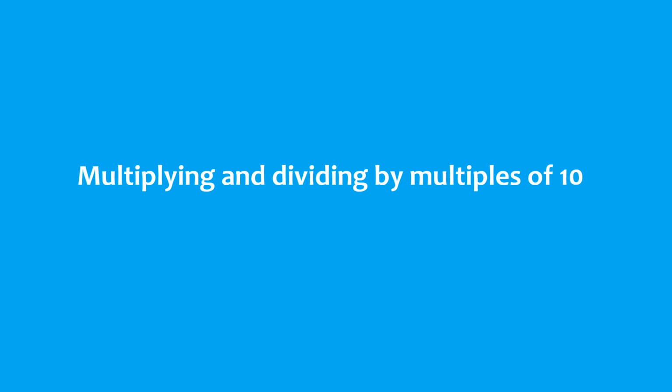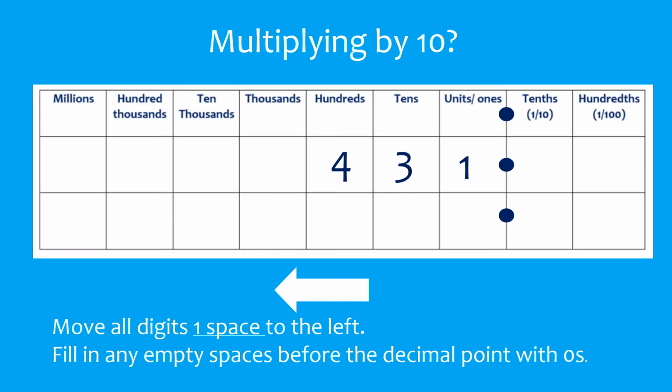Hi, so in this video we are going to look at multiplying and dividing by multiples of 10, which could be 10, 100, 1000, etc. So if we're multiplying by 10, we are going to move all digits one space to the left.